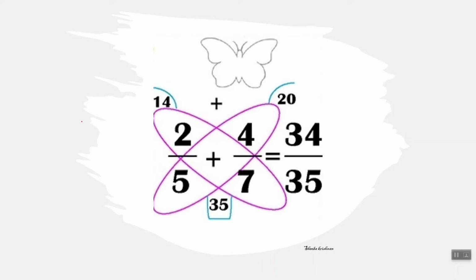Now let us take this example: 2 by 5 and 4 by 7. Here we multiply 2 and 7, we got 14. Then when we multiply 5 and 4, we got 20. Then we multiply the denominators. 5 times 7 is 35. So here we have 14 and 20 as numerators. So we will add the numerators. 14 plus 20, that is 34. Then the denominator 35. 34 by 35.